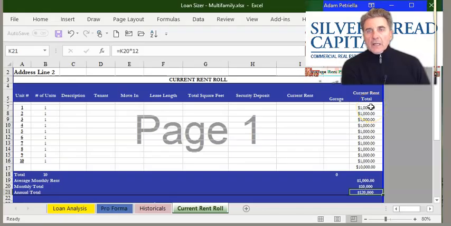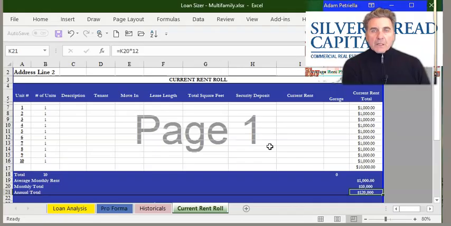So we have, just for simplicity, put in $1,000 a month per unit for a total of $10,000 a month, or $120,000 per year in gross annual income. Some people call this gross scheduled income.